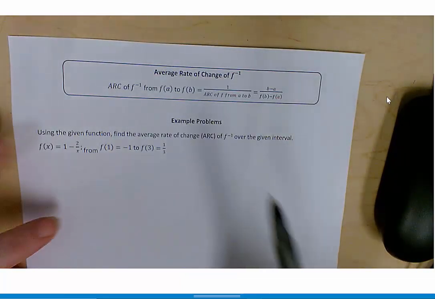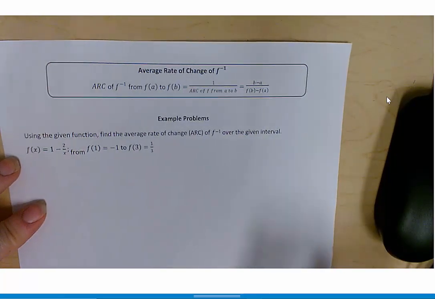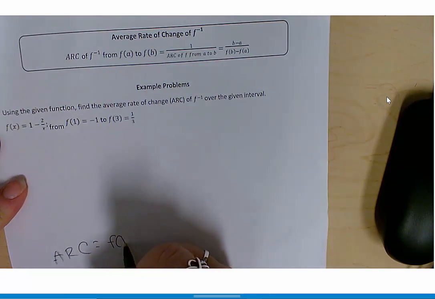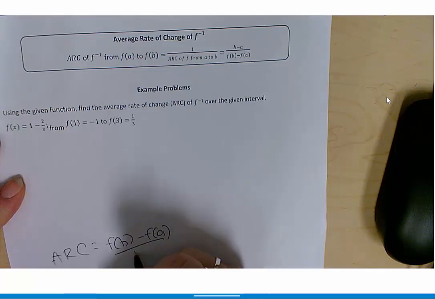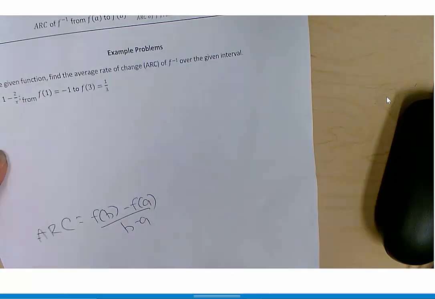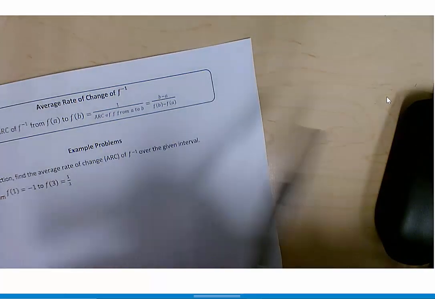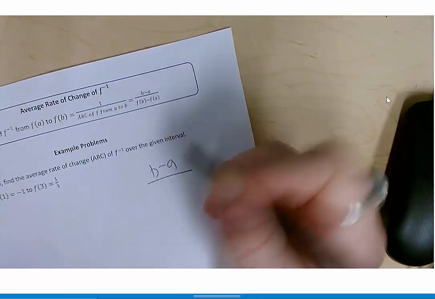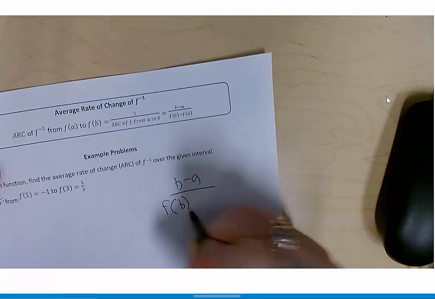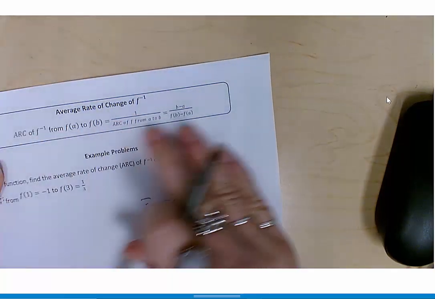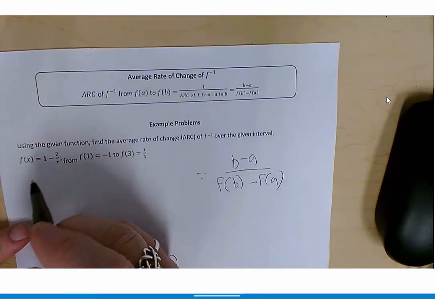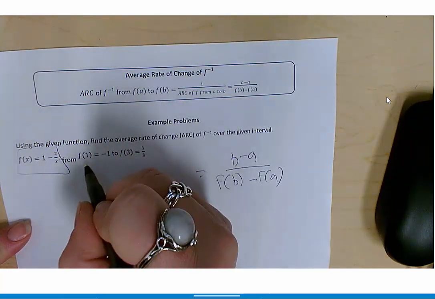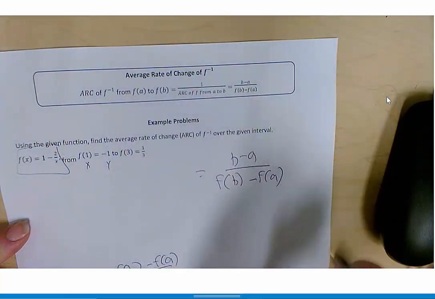The last example that we're going to talk about here is the average rate of change of f inverse. The formula for average rate of change is f of b minus f of a over b minus a. So it makes sense that the formula for the inverse is almost like the opposite. If you take the reciprocal of it, notice we have b minus a over f of b minus f of a as our formula here. Taking a look at our example, we're given what f of x is, but we're told that f of 1 is equal to negative 1. Remember that this 1 is our x value, the negative 1 is our y value.